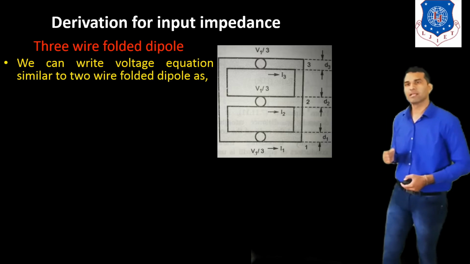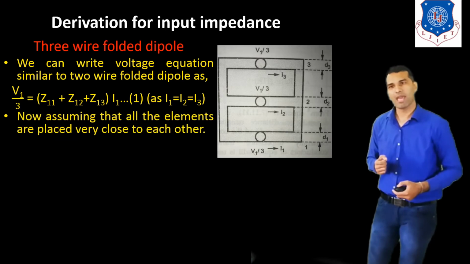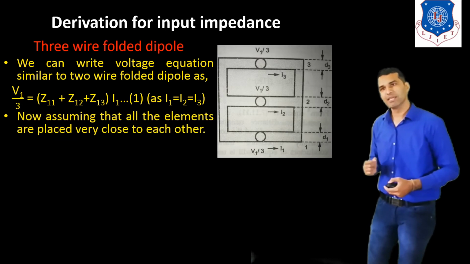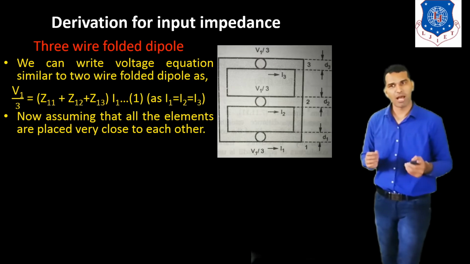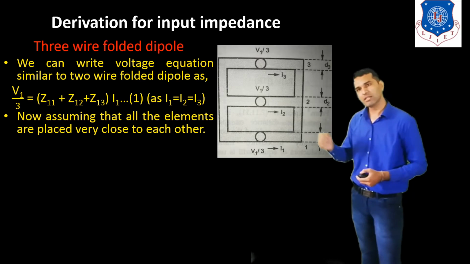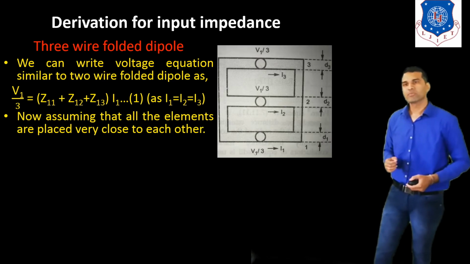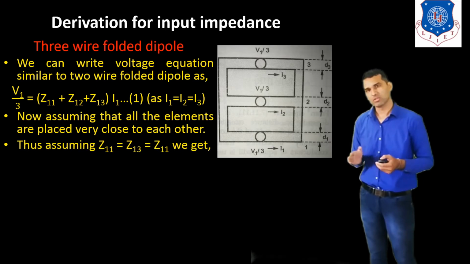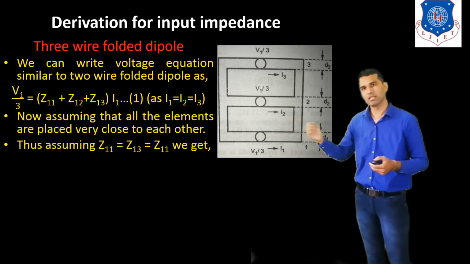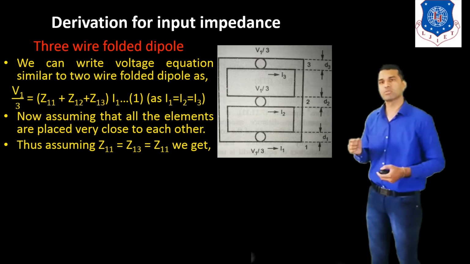Now we can write the voltage equation, similar to the 2-wire folded dipole, as V1 by 3 equals Z11 plus Z12 plus Z13 into I1. And here we have assumed I1 equals I2 equals I3. Now, assuming that all the elements are placed very close to each other, as we considered in the 2-wire dipole antenna, we consider here in the 3-wire dipole antenna that Z11 equals Z12 equals Z13.